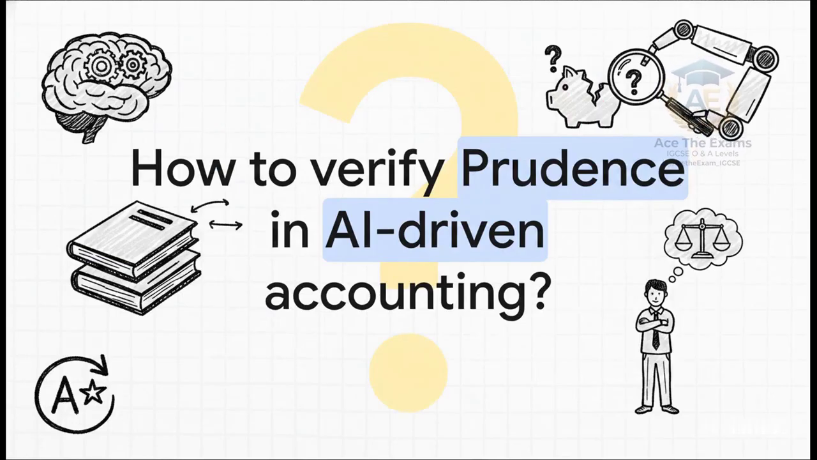Which brings us to our final provocative thought, your pause and think A-star challenge for this explainer. If AI entirely automates the books of prime entry, how does a human auditor step in to actually verify that the prudence concept was genuinely applied to an irrecoverable debt? Think carefully about that. AI follows programmed rules, but deciding if a specific debt is truly irrecoverable requires human judgment, deep economic context, and the ethical application of accounting principles.